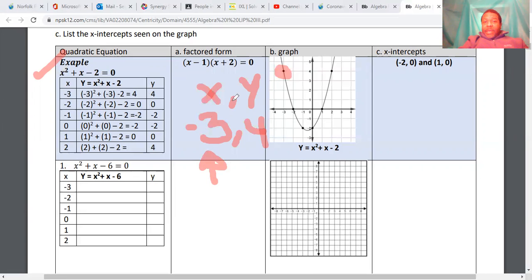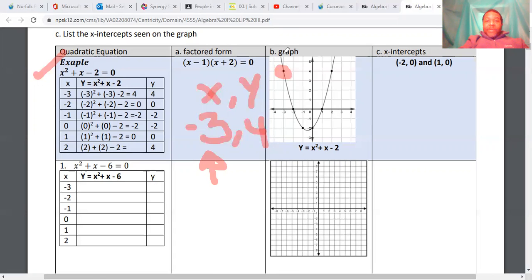So once again, we went to the point, and that says -3, 4. So we know that the x is -3, right? So -3 squared, which would be what? It'd be 9, because a negative times a negative is a positive. So -3 times -3, which is -3 squared, that's 9 plus -3, which brings you to 6. And 6 minus 2 equals 4. So your y is 4.